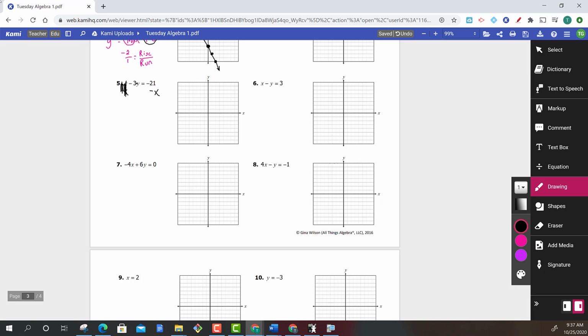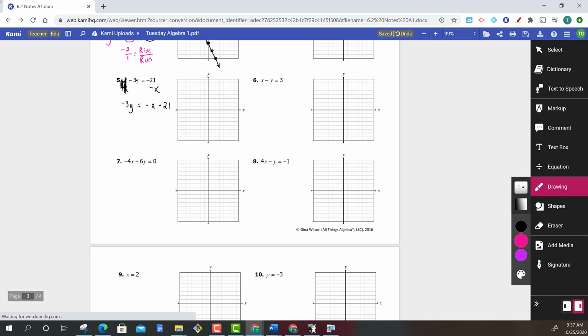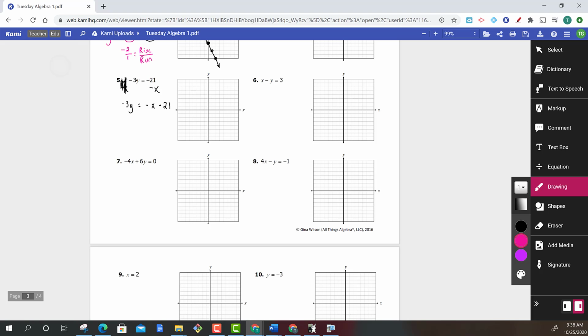Positive x minus x cancels out. So we get negative 3y equals negative x minus 21. Those aren't like terms, can't combine them. Now our last step here in this problem is we're going to divide everything by negative 3 because our goal is to get y by itself. Tricky part about this one is when we're dividing that x by negative 3.